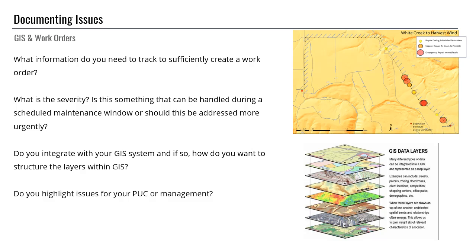Some of the questions that you want to ask yourself are: what information do you need to track to sufficiently create a work order? How serious is it? Is this something that can be handled during scheduled maintenance, or should it be addressed more urgently? Do you integrate with your GIS system? If so, how do you want to structure the layers within the GIS? Do you highlight issues for your PUC and management? So you want to make sure that the report is an effective report when delivered.